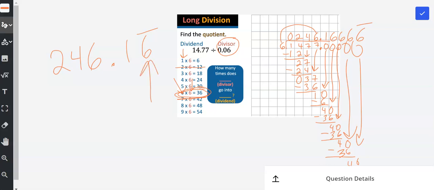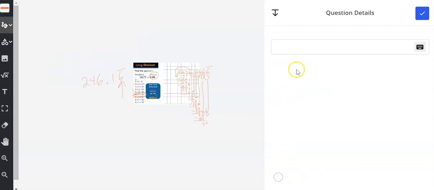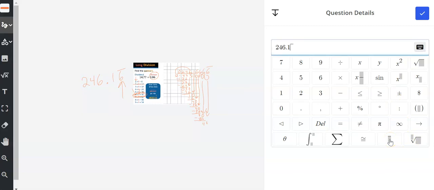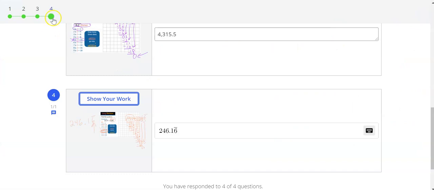it's a repeating decimal, so I should really say 246.16, the 6 is repeating. So now I'm going to come over here and type this in, and it looks a little different. 246.1, and then I go to this typing tool, and this shows the repeat bar, and then I can type my 6. The 1 is not repeated, only the 6, so the bar should only be above the 6, and the green light shows that I got it correct.